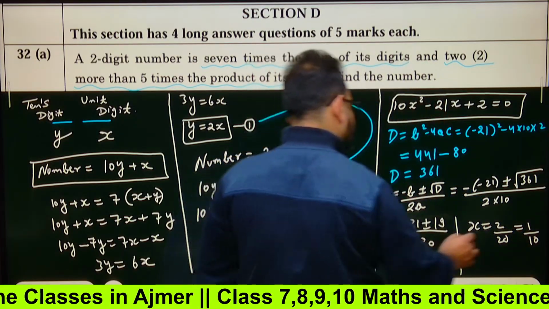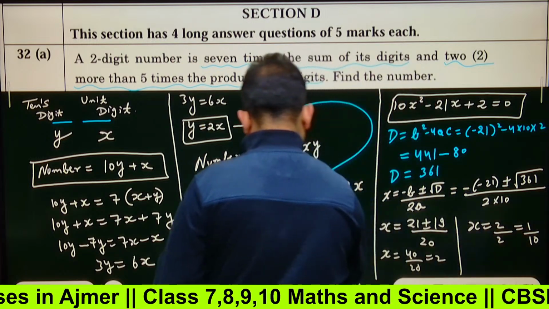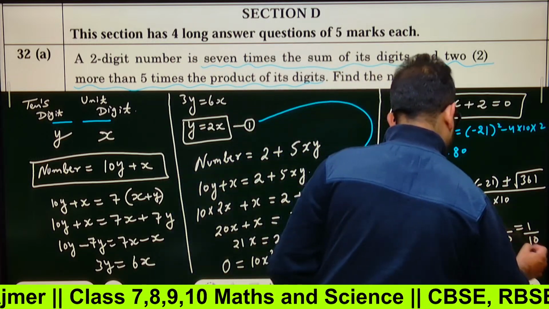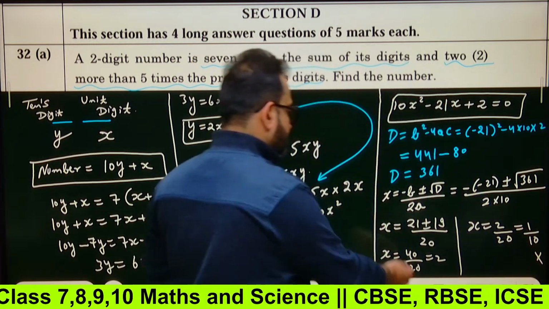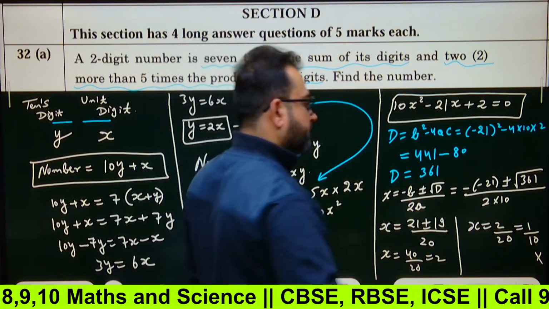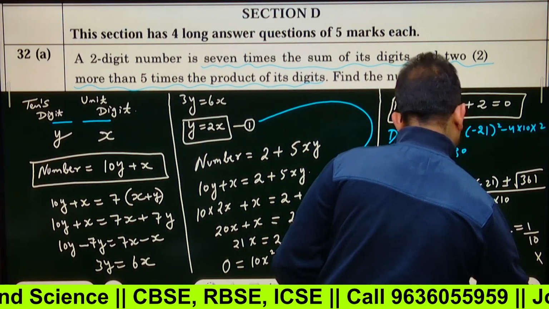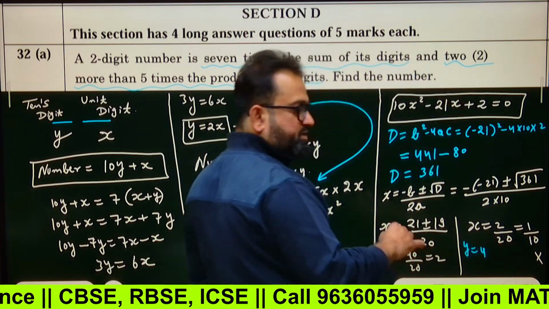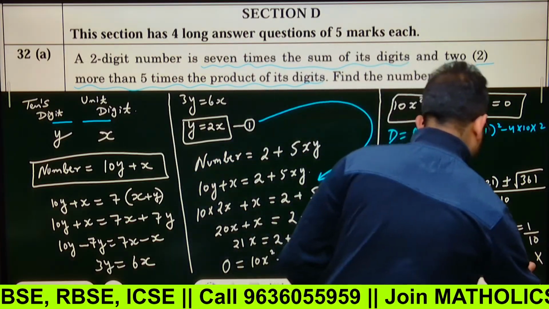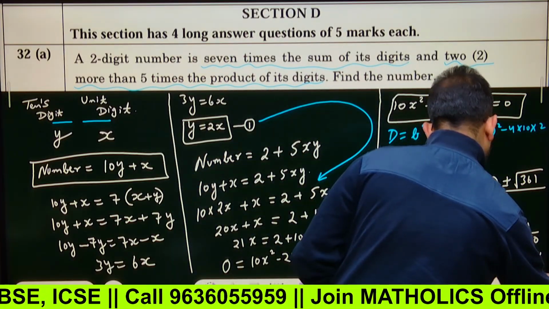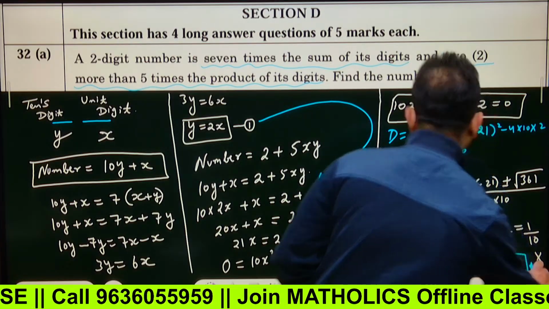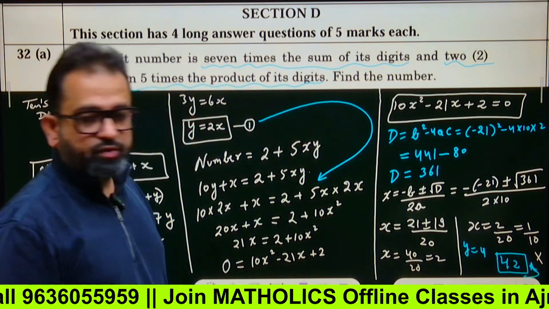You can easily see that 1 by 10 cannot be a digit, so it is rejected. So x equals 2 and y equals double of 2, 2x. So y will be 4. So the number will be, the tens digit 4, then 2, 42. So 42 is the required number.